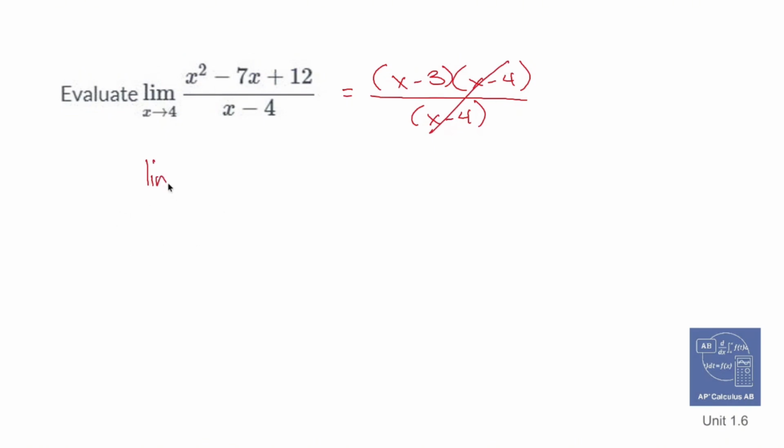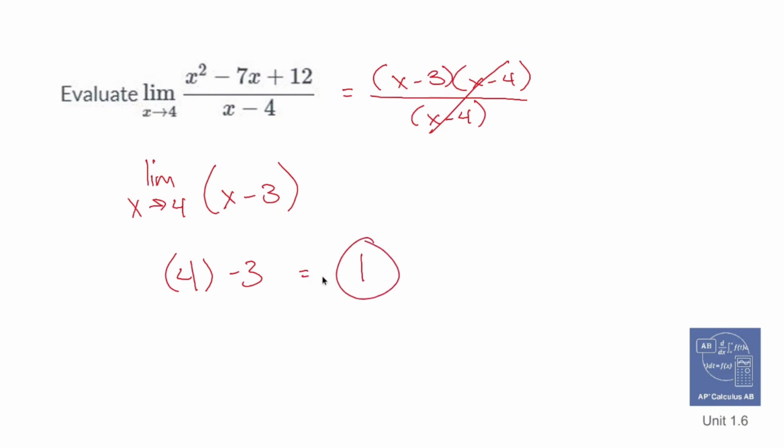Now all I have to do is find the limit as x approaches 4 of x minus 3, and it's just something as simple as plugging in 4. 4 minus 3 is 1, and that's your answer.